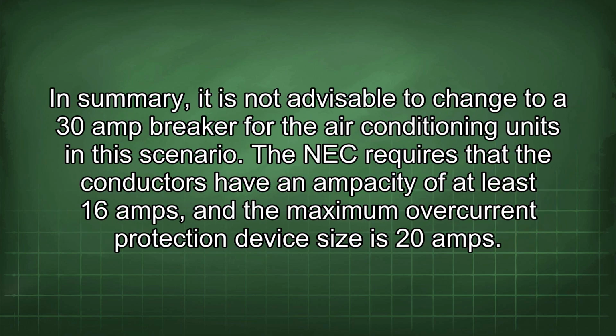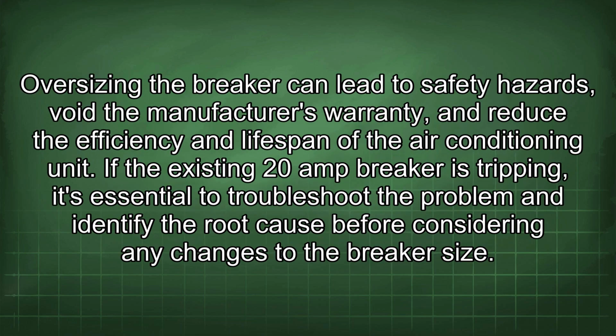In summary, it is not advisable to change to a 30 amp breaker for the air conditioning units in this scenario. The NEC requires that the conductors have an ampacity of at least 16 amps, and the maximum overcurrent protection device size is 20 amps. Oversizing the breaker can lead to safety hazards, void the manufacturer's warranty, and reduce the efficiency and lifespan of the air conditioning unit.